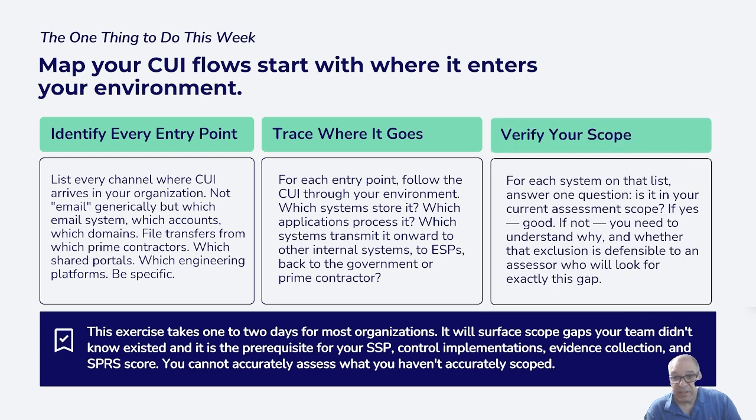Step 3. For each system on that list, answer one question. Is it in your current assessment scope? If it is, good. If it's not, you need to understand why not, and whether that exclusion is defensible. This exercise takes 1 to 2 days for most organizations. It will surface scope gaps your team didn't know existed, and it is the prerequisite for everything else. Your SSP, your control implementation, your evidence collection, your SPRS score. You cannot accurately assess what you haven't accurately scoped.